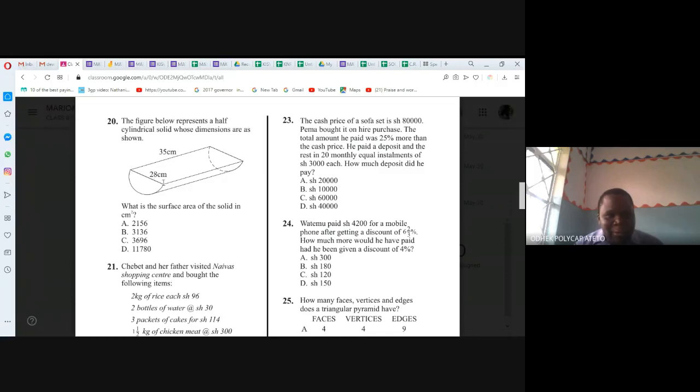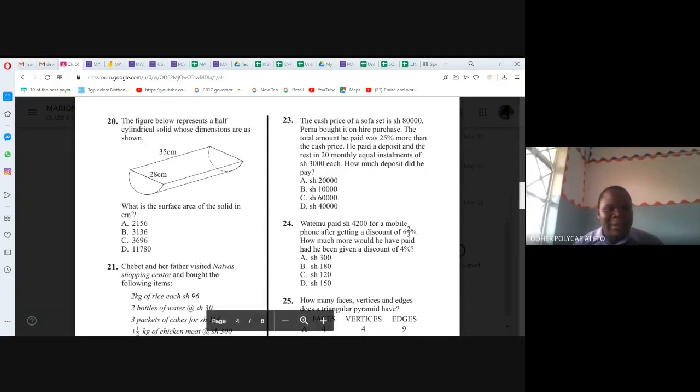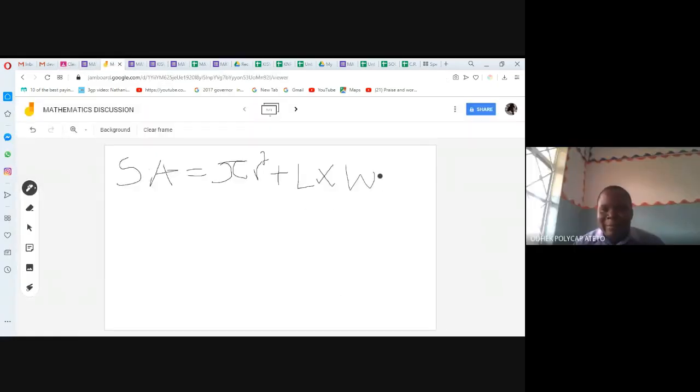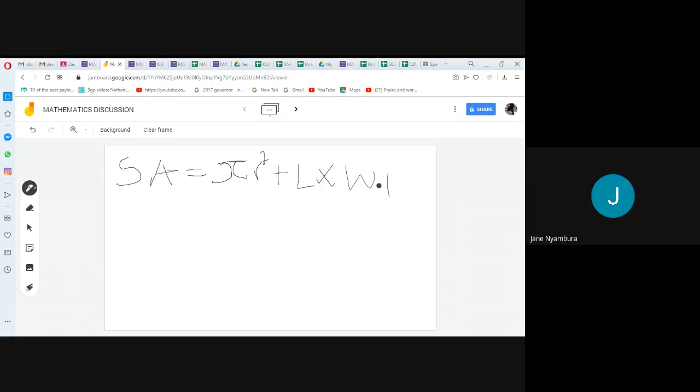You see this top, because it's a solid, the top is closed, so it is not open. It is not like a trough. It is closed. So when it is closed, we will have this part here, 35 times 28. Olivia, have you understood? Yes. Correct. Then plus half pi dh.